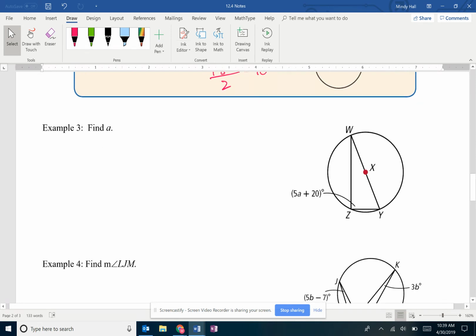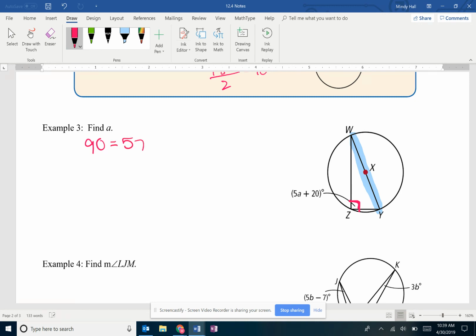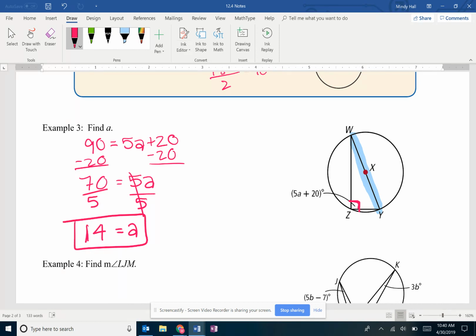So looking at this, we want to find A. Because WY right here is a semicircle, I know that this angle has to be a right angle. So all I have to do is set 90 equal to 5A plus 20. I subtract the 20, which gives us 70 equals 5A. Then when you divide by 5, you get that A equals 14. And again, that's just knowing that it makes a right angle.